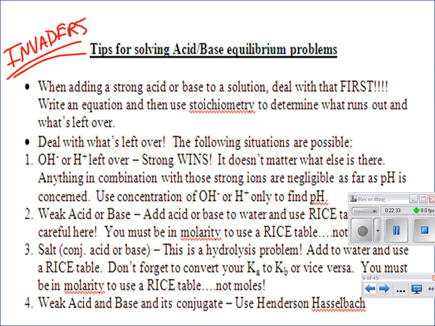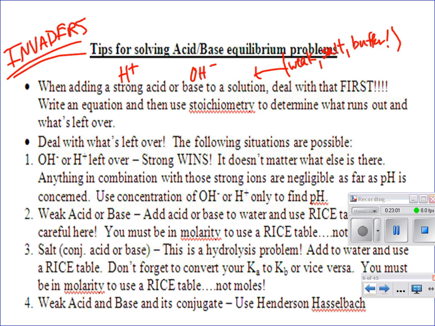Invader problems. How these are going to be different than any other problem you're ever going to see is that you're adding something strong. And what do I mean by something strong? You're adding an H plus or an OH minus to anything we've studied so far. We're adding it to a solution. That could either be a weak acid or base, a salt, or a buffer.